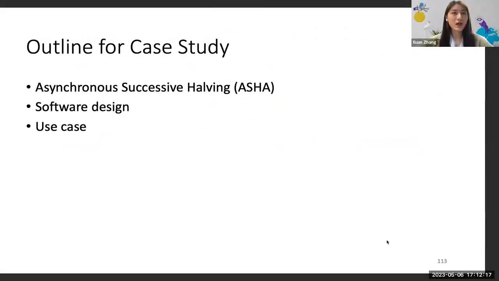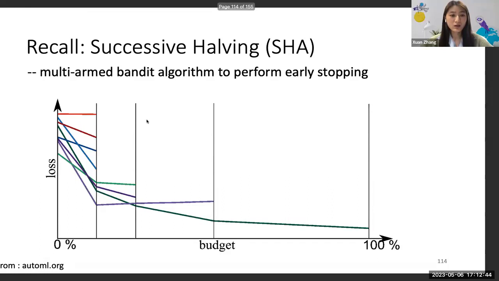Let's first discuss the HPO method we employed, asynchronous successive halving, or ASHA for short. ASHA is an asynchronous version of the multi-fidelity HPO method successive halving. After introducing ASHA, we'll dive into our software design and present a practical use case to give you a better understanding.